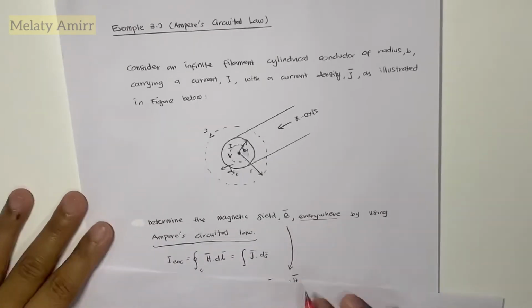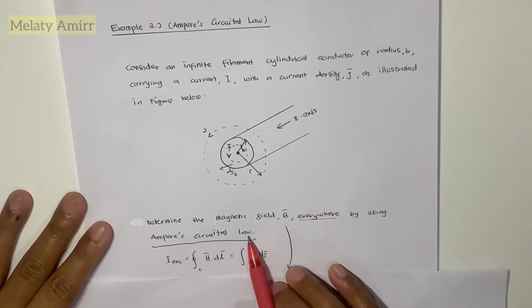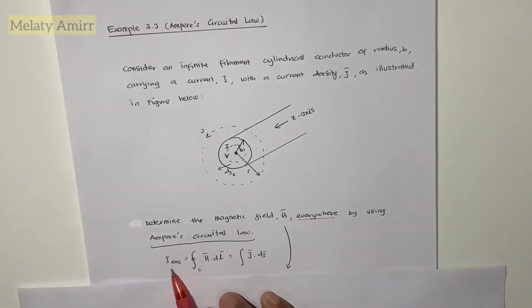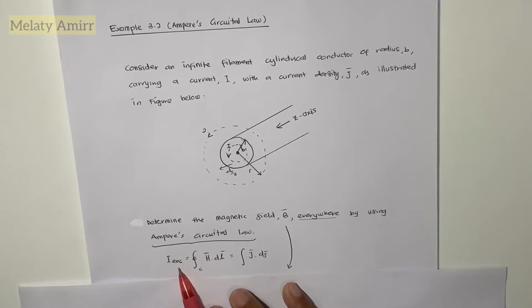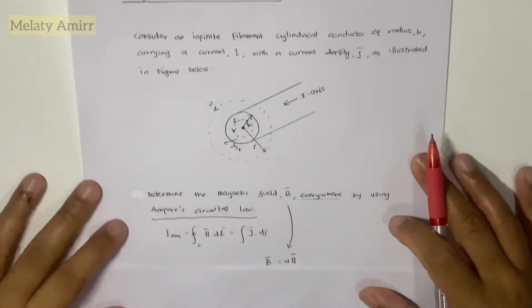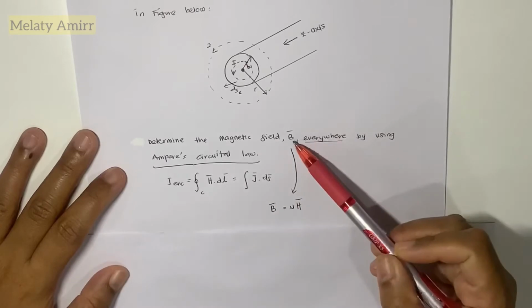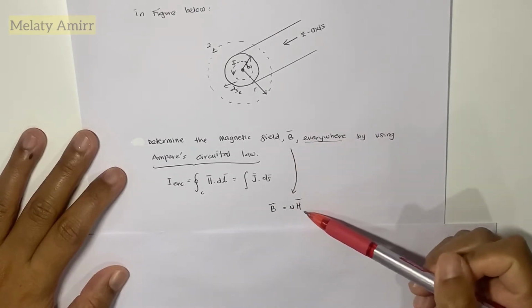So using Ampere's circuital law means that you need to use this law: current enclosed equal to the closed integral of magnetic field strength H dot dl, equal to the integration of current density J over the surface. The question asks you to determine the magnetic field. We know that the magnetic field B is permeability times H, the magnetic field intensity.